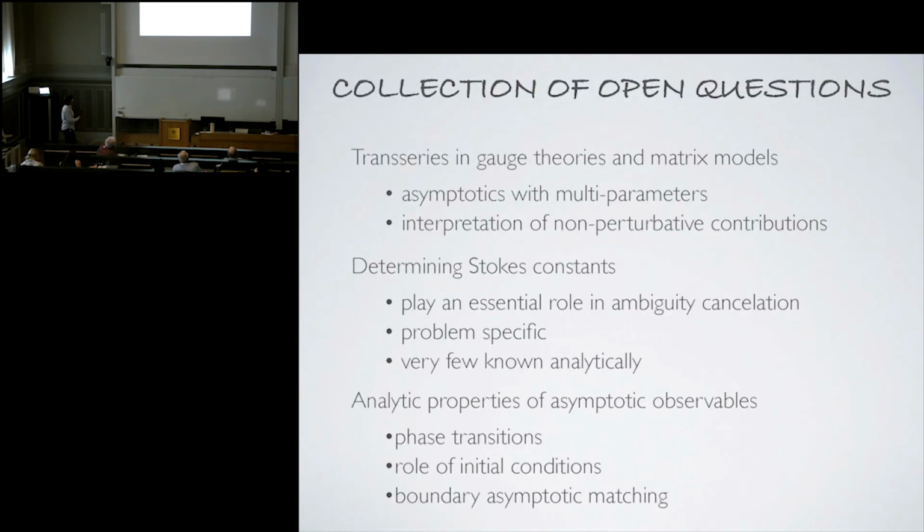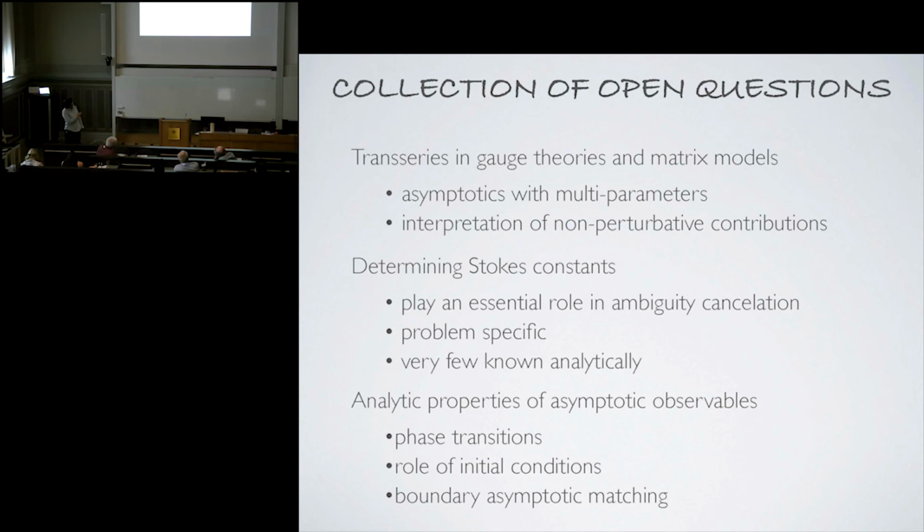There are many open questions. Many gauge theories and matrix models: what happens with the other parameters when you vary them? Then there is the interpretation of some non-perturbative contributions. You might do an asymptotic analysis and find that you have non-perturbative phenomena, but you need to give a physical, semi-classical description of that. Also, determining Stokes constants can be done numerically, but analytic descriptions of the Stokes constants, through integrable models or other ways, are basically non-existent.